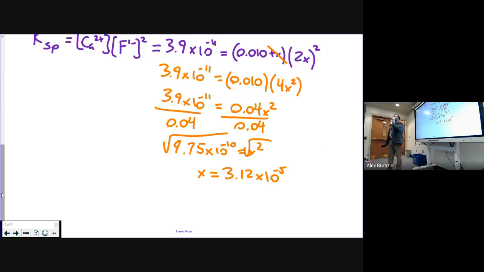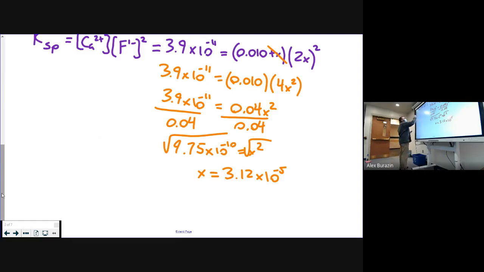Now, let's do the 5% test. The 5% test is a mathematical check to hopefully show that we are allowed to do this. If the change is less than 5% of the original value, we pass and we're allowed to do what we just did. If the x is bigger than 5% of the original, we're breaking math laws and we've got to do it a different way.